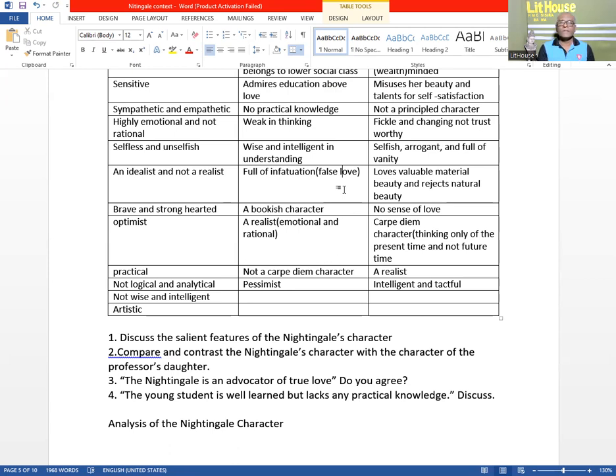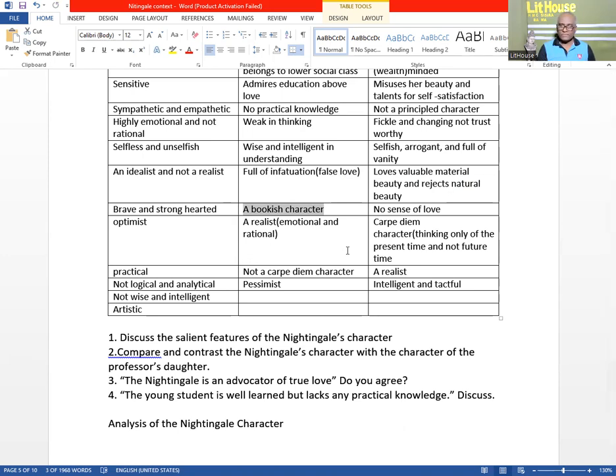Right? Because love has no social class. Love has no money. Love has no beauty. Nothing else. Both the professor's daughter and the young student, they are infatuated, people of infatuation. Also, a bookish character. What is a bookish character?